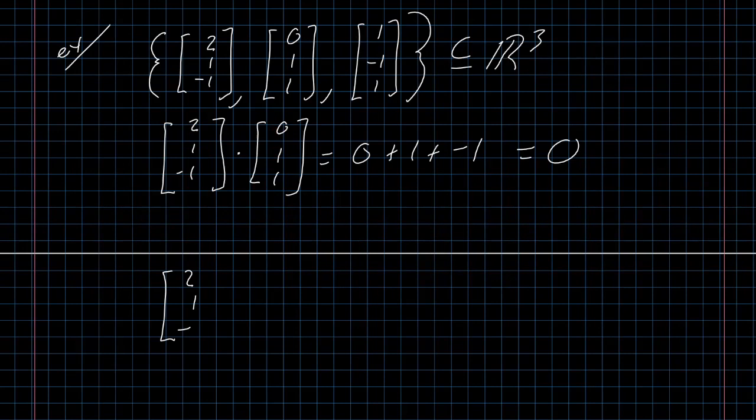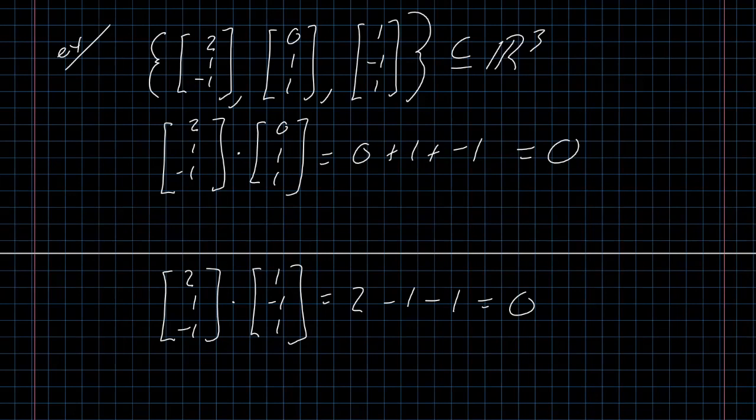2, 1, negative 1, dot with 1, negative 1, 1 comes out as 2 minus 1 minus 1, which is in fact 0. Right. Now on to the second vector.